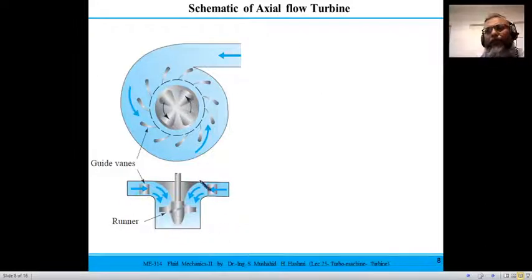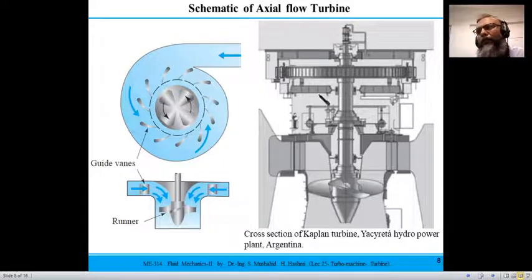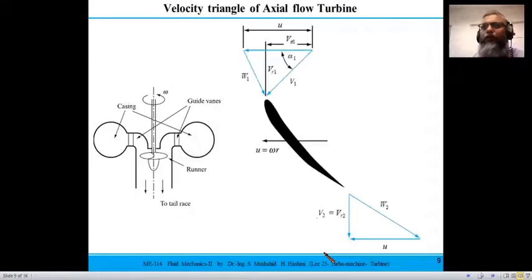This is the cross-sectional view, front view, and this is the plan view of the same thing. The cross-sectional view of this axial flow turbine looks like this, with arrangements of mechanical components like generators and gearboxes, all installed in one assembly. This is an example. The axial flow Kaplan turbine is the name of this class of turbine. Now see the velocity triangle for axial flow turbines. You have the shaft which is running, a casing with guide vanes, and then a runner, and through the draft tube the water goes to the downstream side, and that water level is called the tail race.